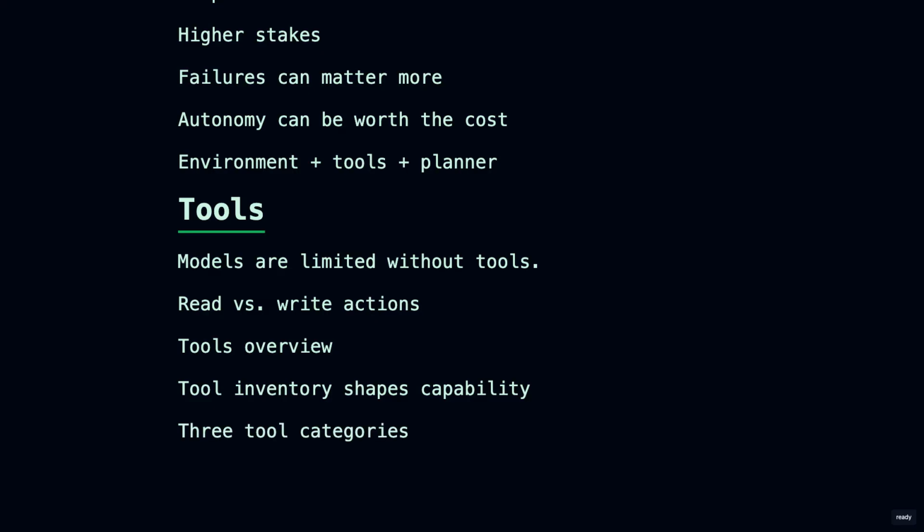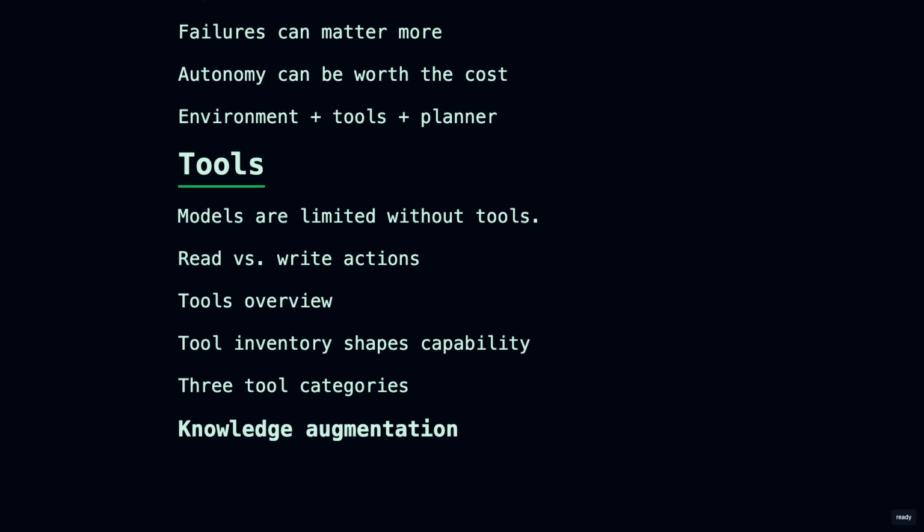A useful way to think about tools is in three groups: tools that add knowledge, tools that extend capability, and tools that let the agent act on its environment. That framework makes it easier to choose the right tools for the job. First, let's look at tools that improve what the model knows at the moment it answers. These tools supply context, which is often the difference between a vague answer and a useful one.